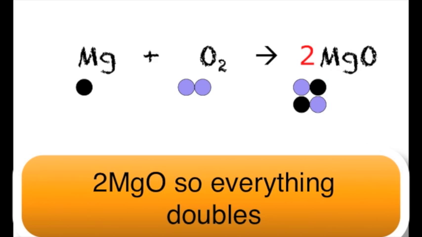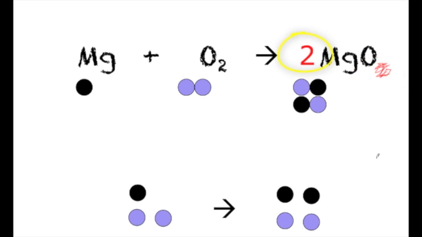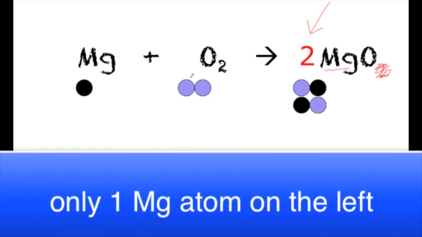We can't just put a little 2 here to make magnesium oxide. So we can put a big 2, and now we've got 2 oxygen atoms on this side of the equation, and we've also got 2 oxygen atoms on the other side of the equation. Fantastic. The problem is this 2 here means that we've doubled everything here. So we've also now got 2 magnesiums. So what can we do?